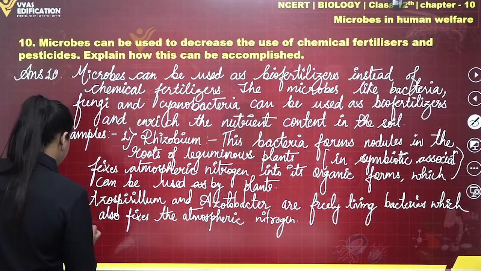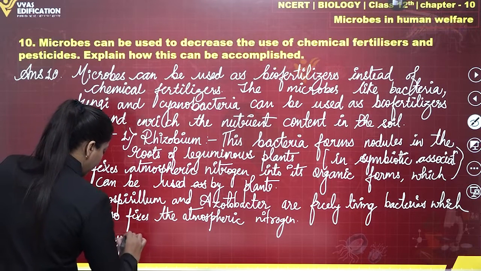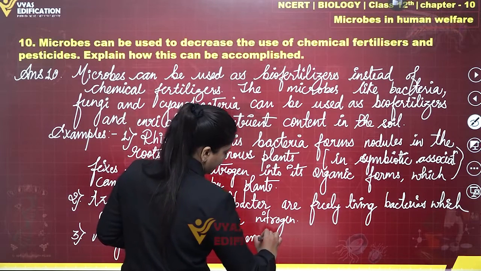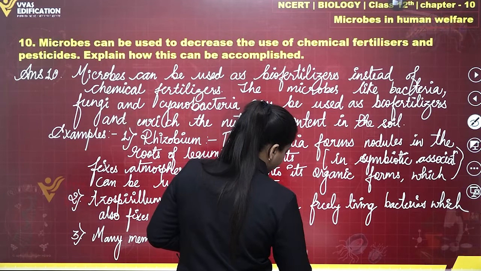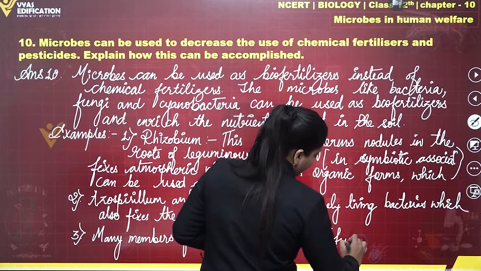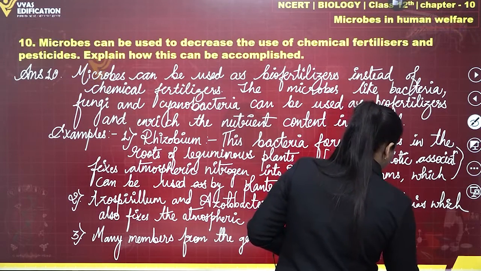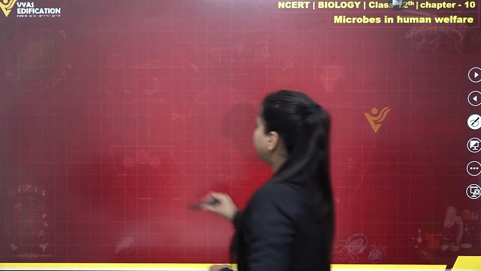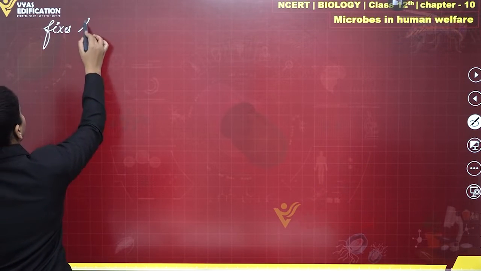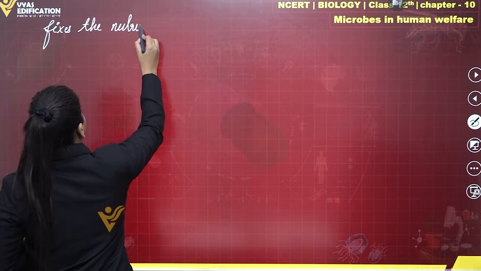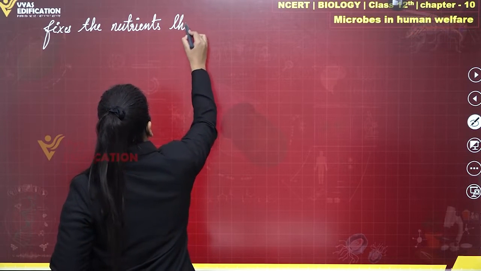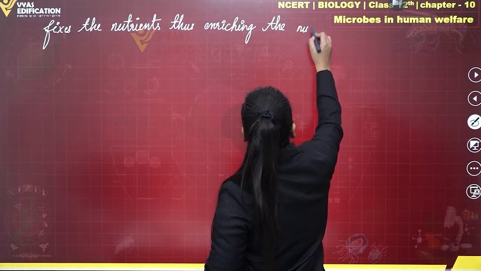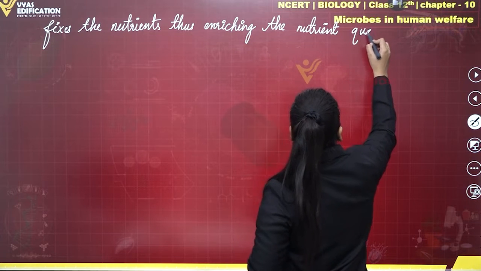Then the next example is from fungi. Many members from the genus Glomus, which is a fungus, also fix the nutrients, thus enriching the nutrient quality of soil.